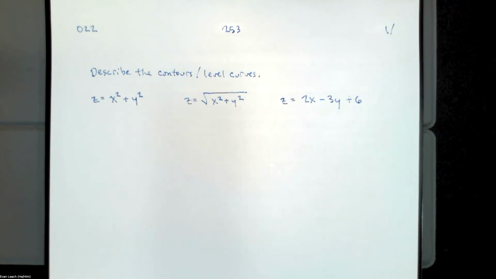Welcome back. So we want to look at the contours and level curves, and in the first two, we can see something that stands out. We see this x squared plus y squared structure. One of them is just sitting by itself, and the other one is inside of a square root. What this tells us is that we will be looking at circles. So that x squared plus y squared should jump out at you.